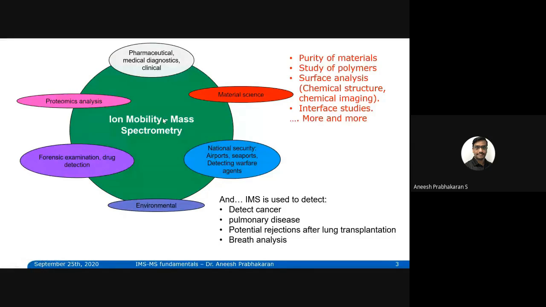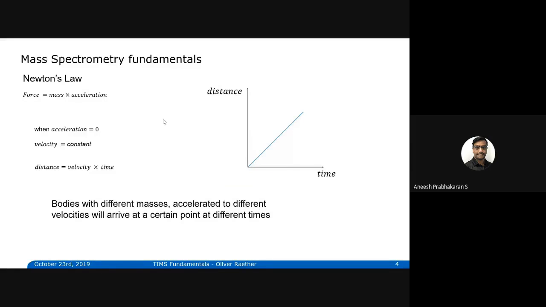Now probably you understood the importance of ion mobility mass spectrometry. Today I will present from the very fundamental perspective how the ion mobility mass spectrometer works, and what kinds of ion mobility spectrometers and mass spectrometers we are using, and then I will introduce you to our Bruker TIMS device. So let us begin, starting from what we learned in high school.